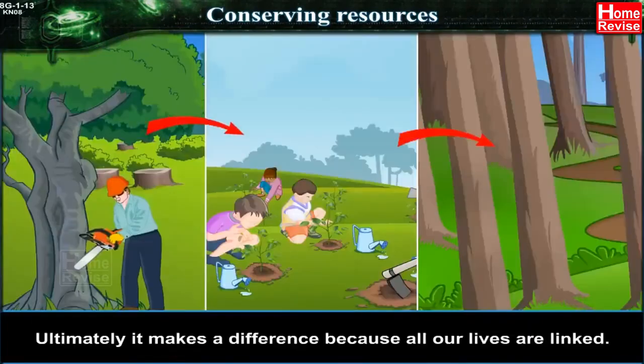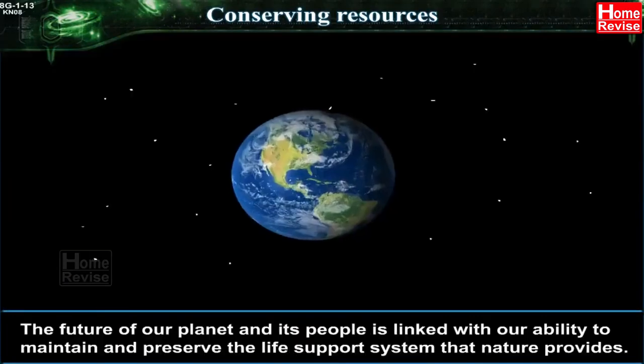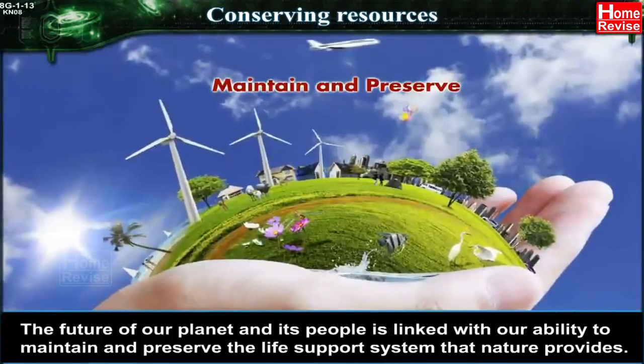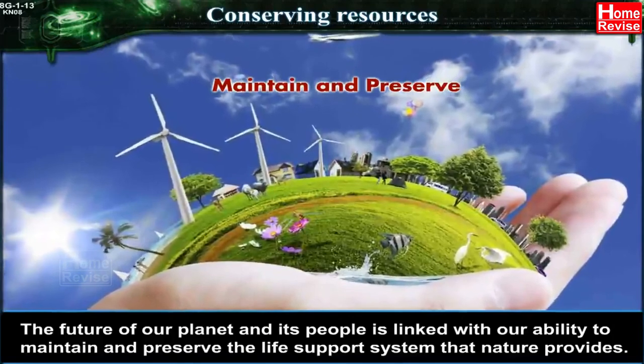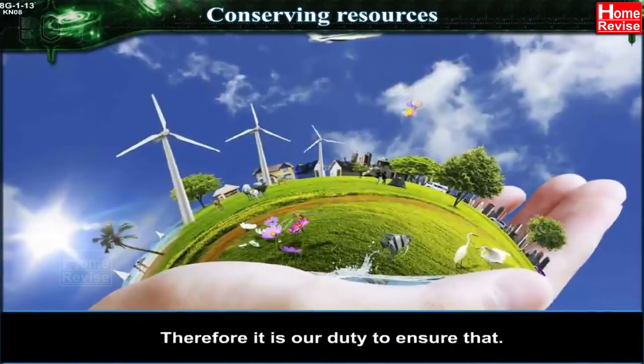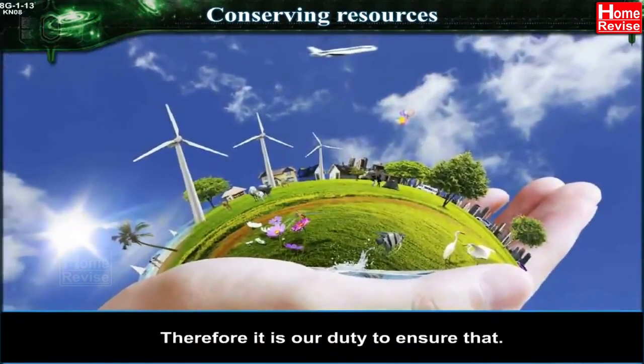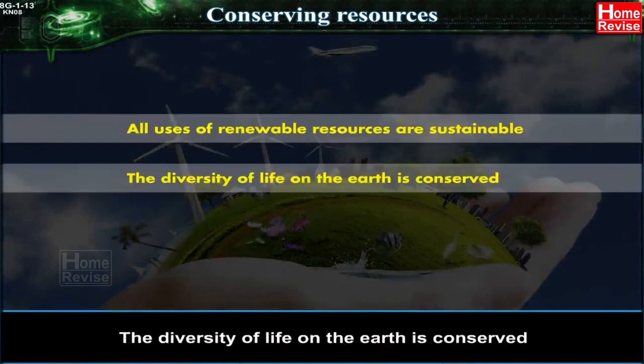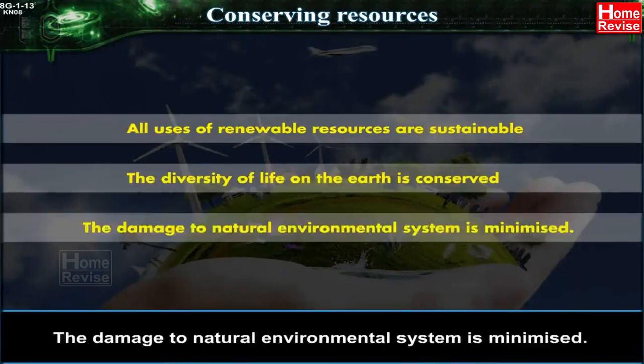Ultimately, it makes a difference because all our lives are linked. The future of our planet and its people is linked with our ability to maintain and preserve the life support system that nature provides. Therefore, it is our duty to ensure that all uses of renewable resources are sustainable, the diversity of life on the earth is conserved, and the damage to natural environmental systems is minimized.